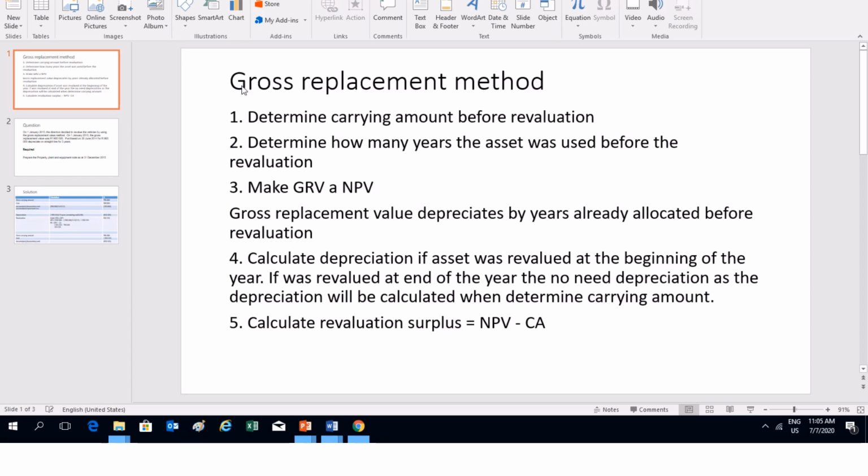Remember last week we did what? Net replacement method. Today we are doing gross replacement method. There are 5 things that you need to know. The first one is determining the carrying amount before revaluation. How to calculate carrying amount before revaluation.